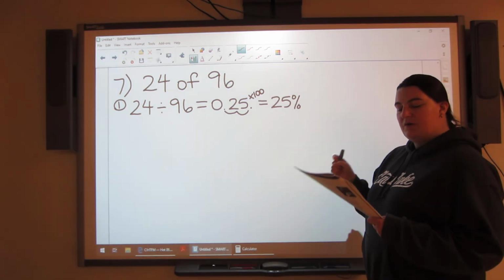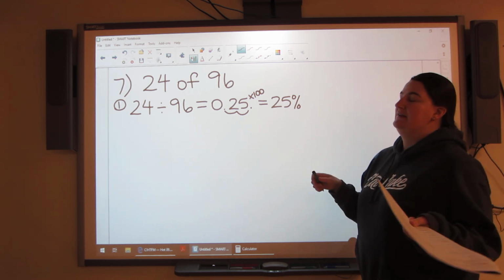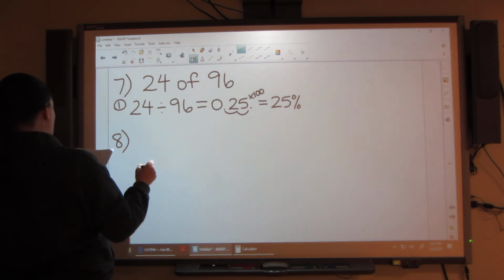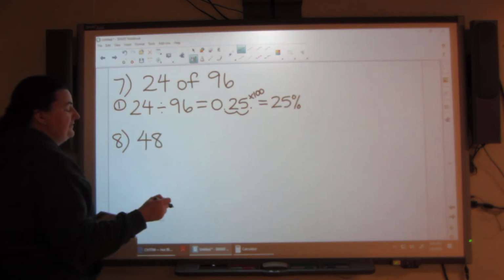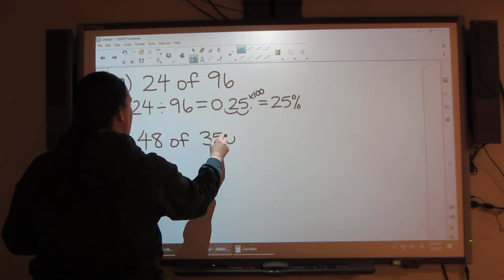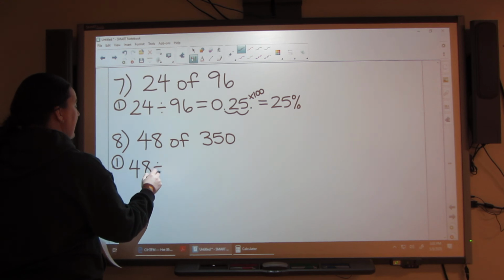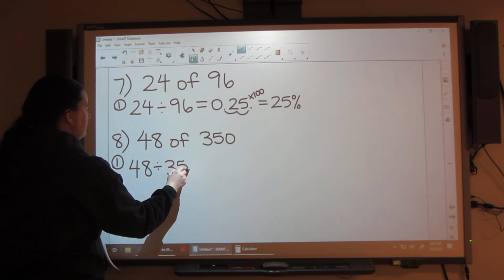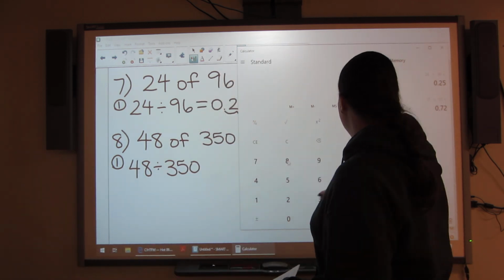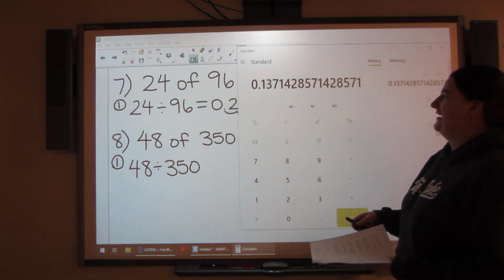So that's number 7. We're going to do number 8 just in case, because I'd like to do an example that has actual rounding in it. So let's see if number 8 has rounding. On number 8, you've got 48, and you need to find out the percentage of 350. So remember your steps. Step 1, 48 divided by 350. Let's head back to our calculator. 48 divided by 350 is lots of numbers. Okay, we're definitely going to be rounding here.